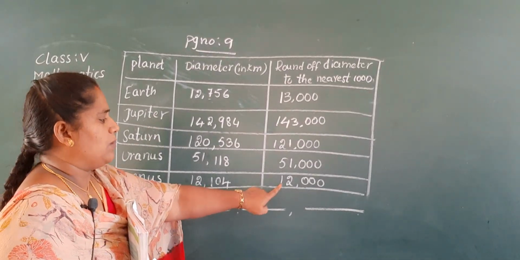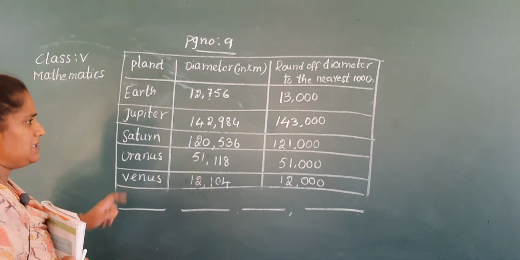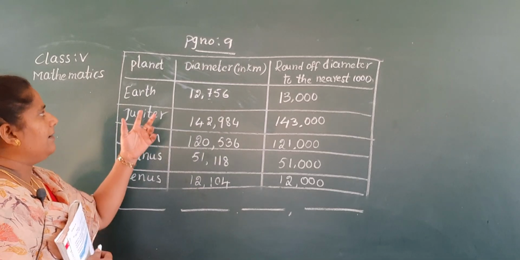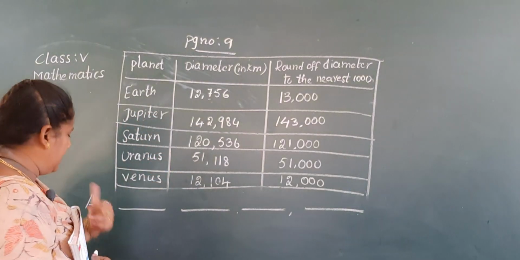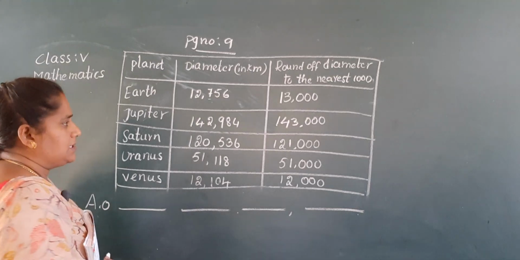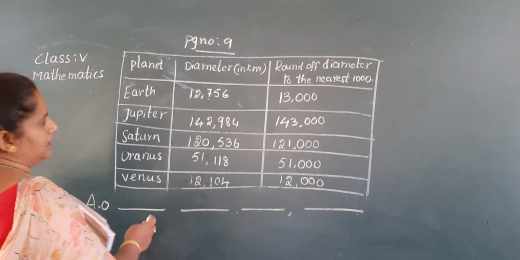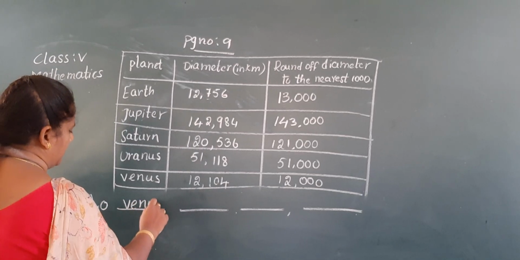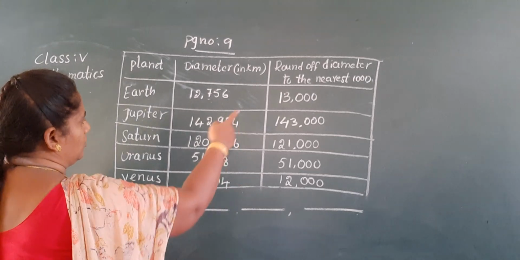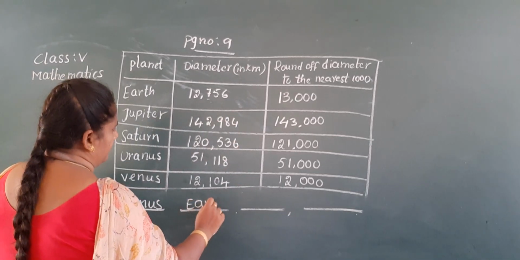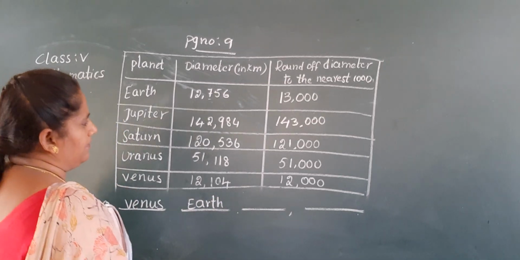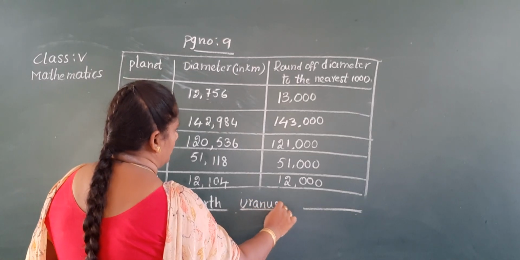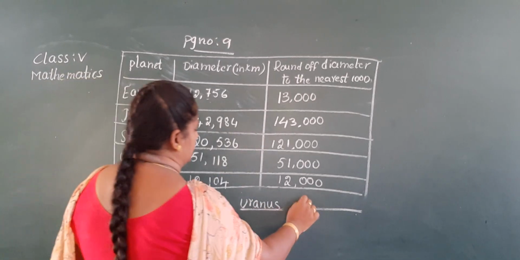Which one is the smallest? Yes, 12,000. That means Venus. So you will write AO. AO means here we write the planets according to the diameter in ascending, increasing order. So first one is 12,000, that means Venus. And next one, 13,000, Earth. And next one, 51,000, Uranus. Next, 121,000, Saturn.